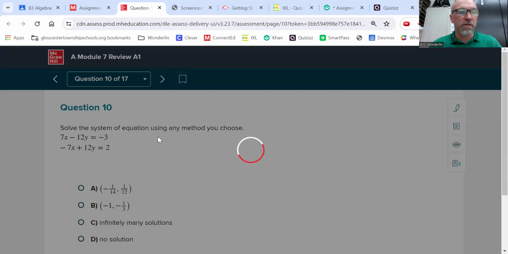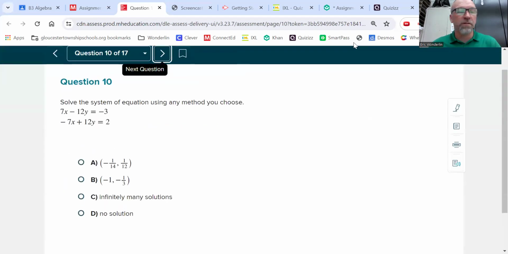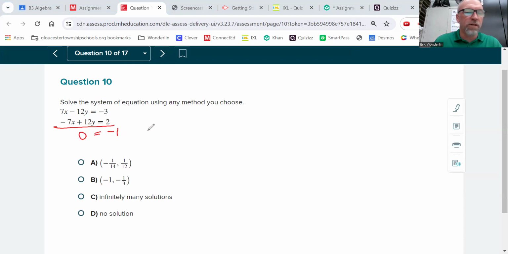10. Any method you choose, I'm choosing elimination. They're already set up. The x's are going to eliminate. But look, the y's are going to eliminate too. What's going to happen? X's make 0, y's make 0. I got a 0 equals negative 1. Done. No more work to do. No solution because these numbers are not equal. If these numbers were equal, infinite solutions.